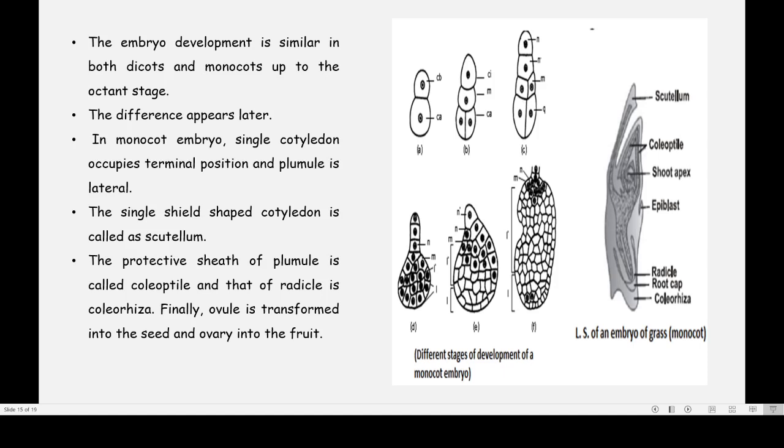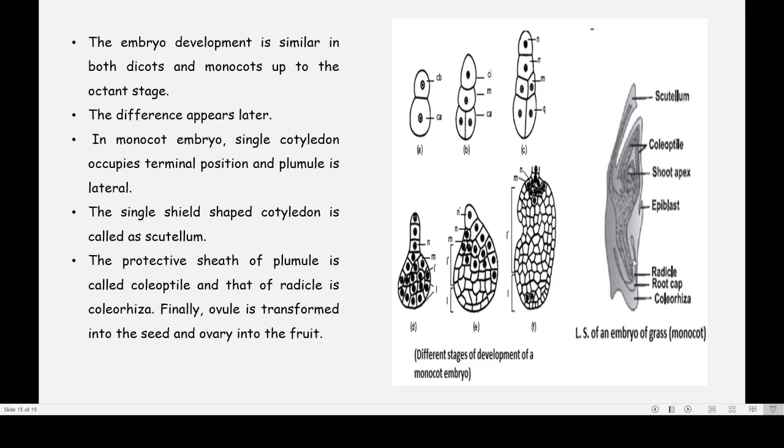This is somewhat shield shaped. This one is shield shaped, that is why it is called scutellum. This is the cotyledon known as scutellum. Here you can see plumule. Somewhere here you will be finding plumule, which has a protective sheath called coleoptile. This one is the coleoptile. It is the protective sheath of a plumule. Here the plumule shoot apex is shown. That means here plumule is there, which is going to develop into the shoot.